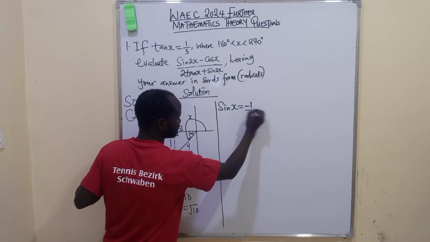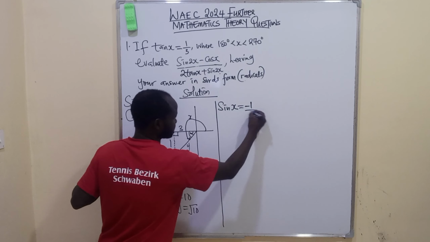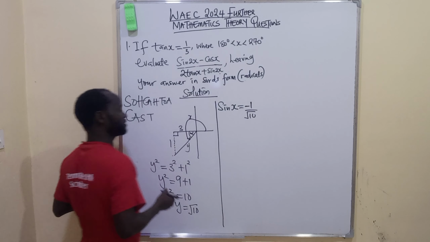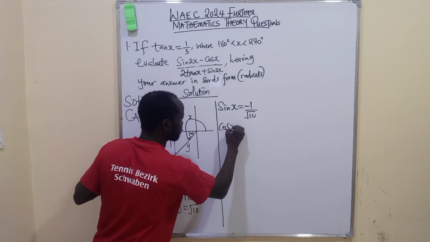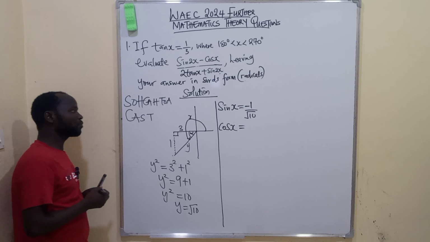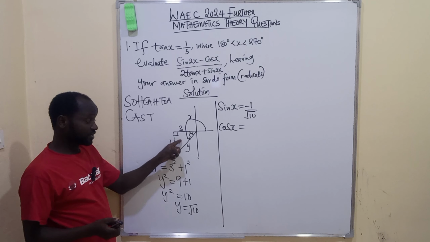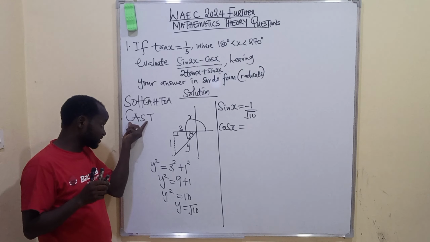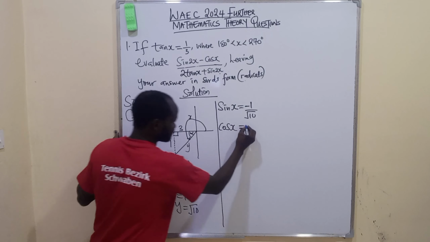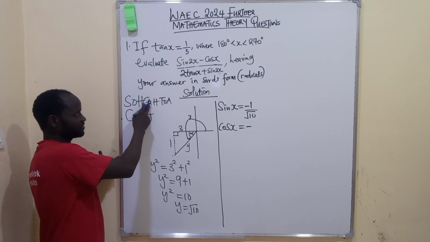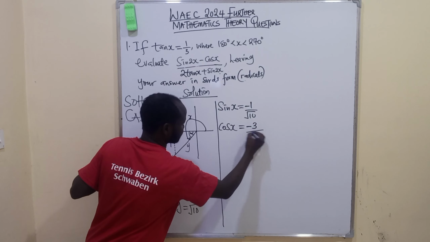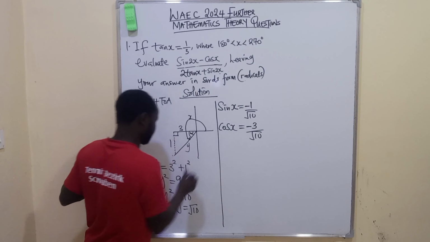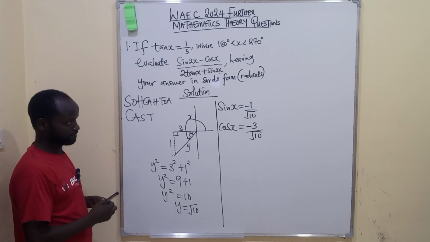That will be 1 divided by root 10, since the hypotenuse is root 10. That is 1 divided by root 10. Okay, what about cos x? What will be our cos x? Cos is negative in the third quadrant using CAST, so it will be negative. Cos is adjacent over hypotenuse. Adjacent here is 3, so that will be 3 divided by root 10, because the hypotenuse is root 10.